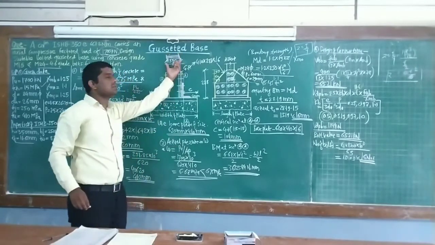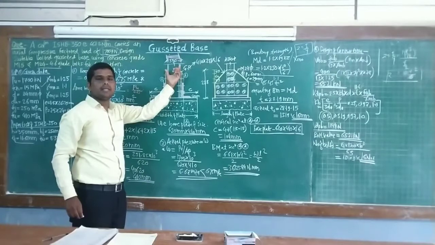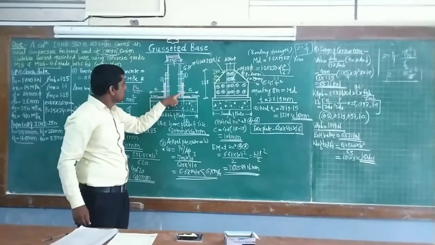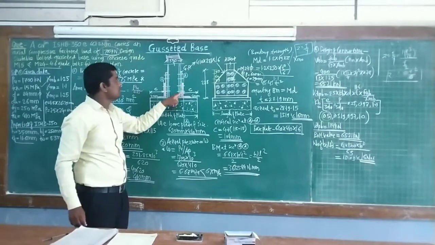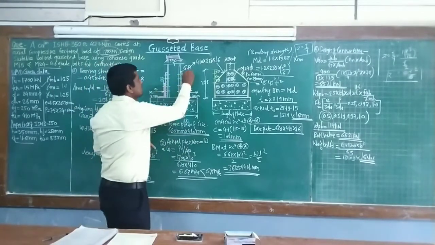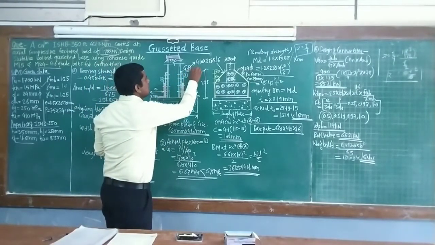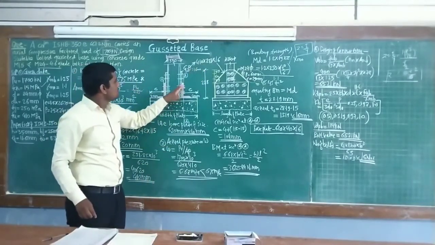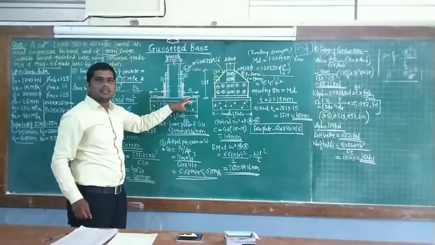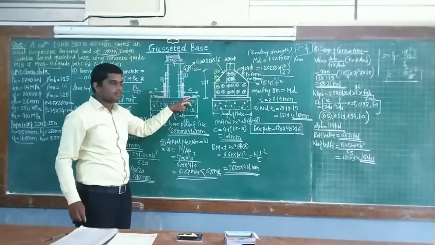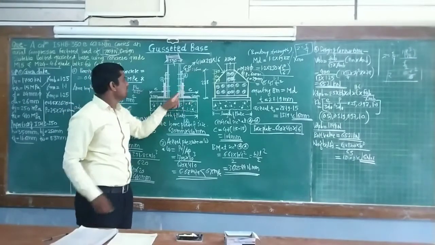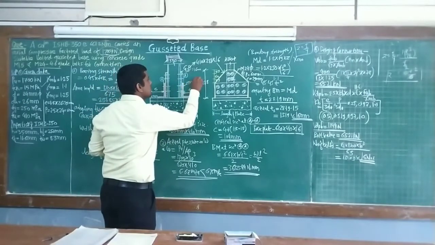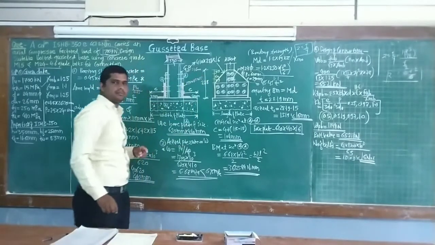So here the depth of the I section is 350 mm. After that we are going to place the gusset plate. We have adopted a gusset plate of 16 mm thickness. After that we are going to provide the gusset angle of 150 by 150 by 15 mm.